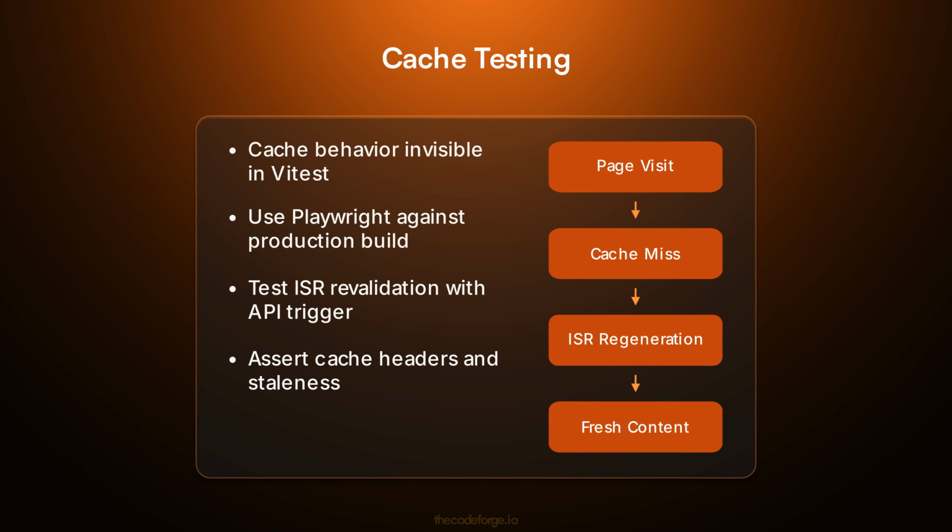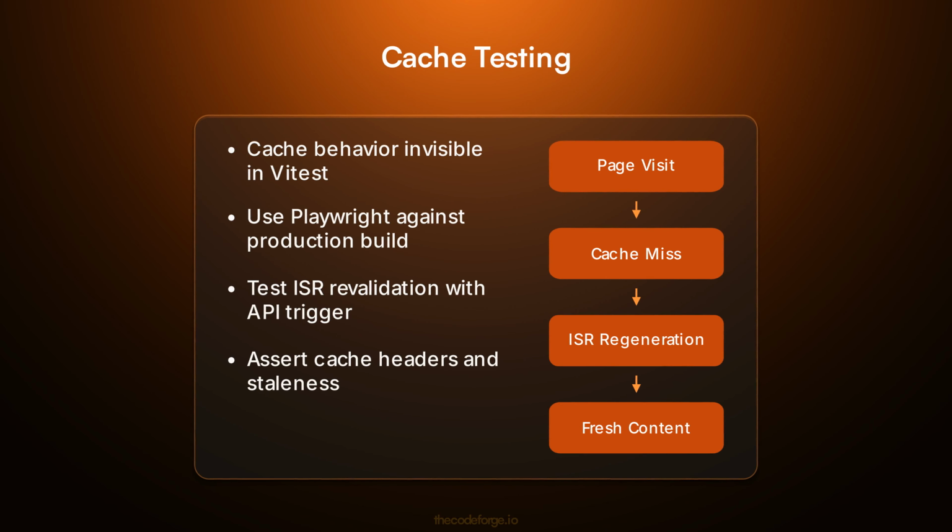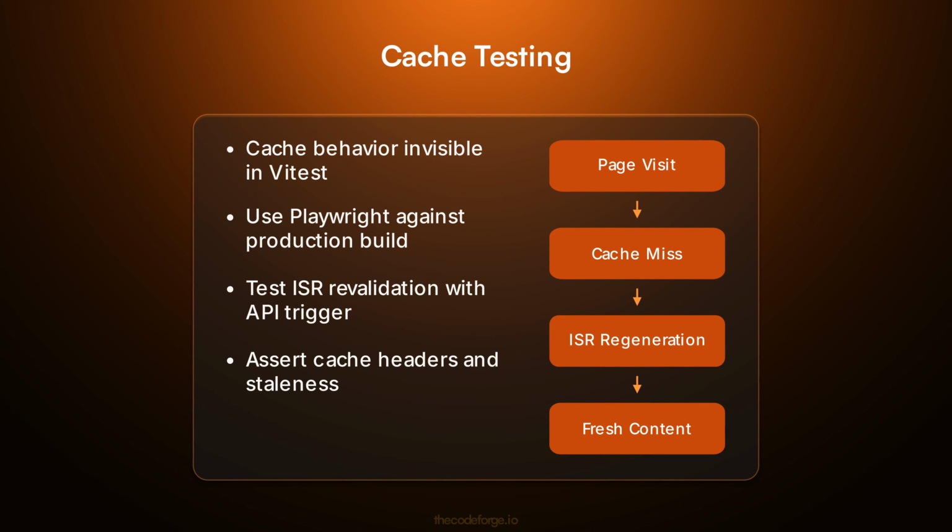Caching is completely different in test versus production. Vitest has no cache. The dev server has no cache. Only the production build has full route cache, ISR, and data cache. Use Playwright tests that run against next build and next start to validate cache headers, revalidation, and staleness behavior.